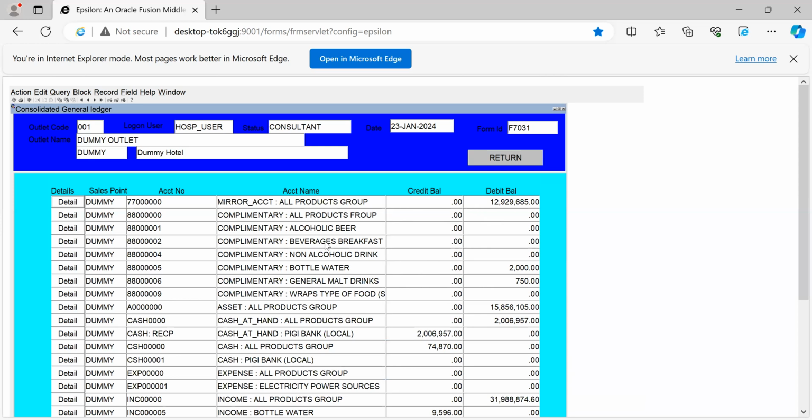So total amount of all items that are complementary for all product groups, we are seeing 0, but we have bottled water, 2,000 is complementary. That is, we have given out bottled water worth 2,000 without collecting money. Malt, we're giving out malt worth 750 without collecting money. Then we have food, nothing. I've not given out that one as complementary. So everything you have here are complementary, and the amount of complementary is what you are seeing here.